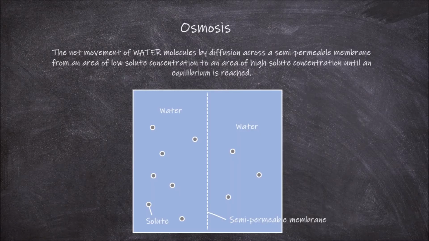This occurs when the solute itself can't diffuse across the membrane because it is too large, but water can move through the cell membrane itself as well as through channel membrane proteins known as aquaporins.